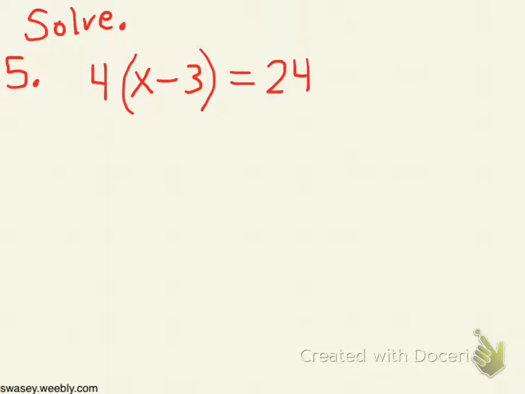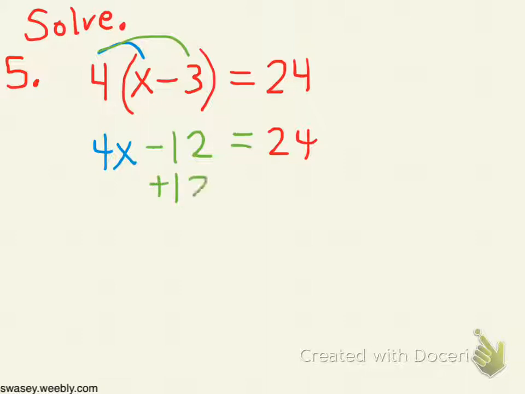Here we're solving equations, but these equations can be solved by using the distributive property as one of your steps. And so we have 4 being distributed over subtraction. So 4 times x gives us 4x. 4 times negative 3 is negative 12. Now to get rid of the minus 12, we'll add 12 to each side.